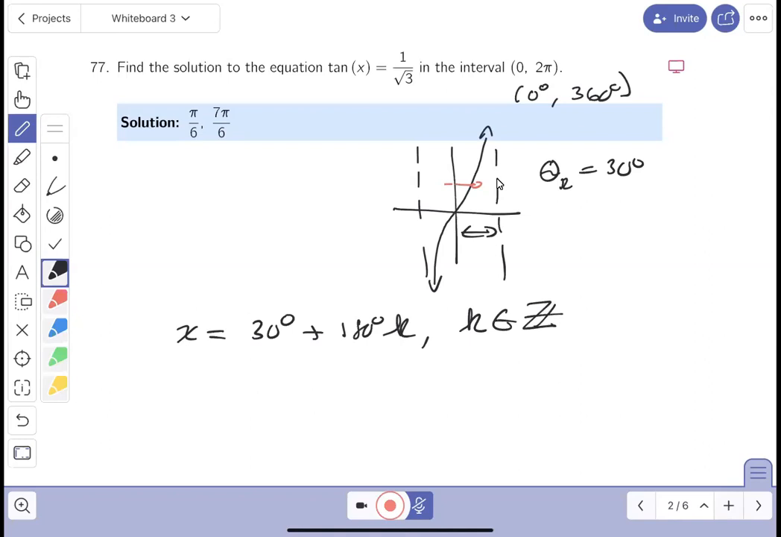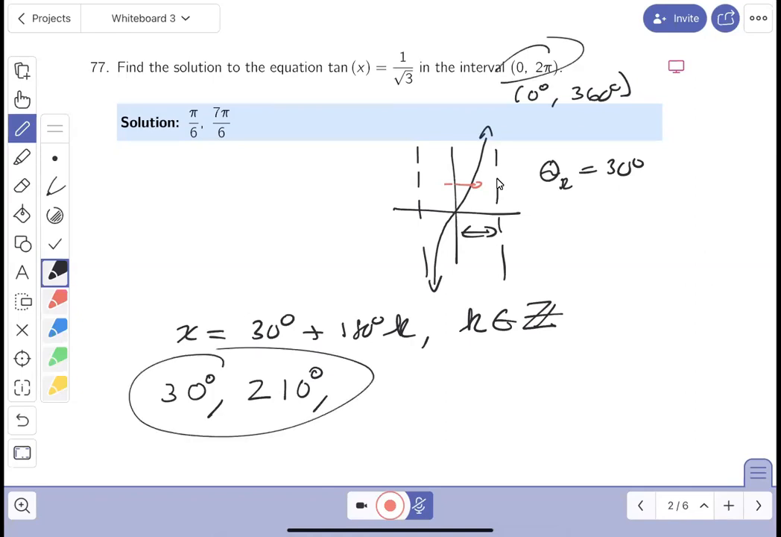All right. Now they want me to stick between 0 and 360. So I'm going to write these down now. If I took k to be 0, I would get 30 degrees. If I took k to be 1, I would get 210 degrees. Now, if I took k to be 2, I'm beyond 360. So I have my angles in degrees, but they don't want me in degrees. They want it in radians.